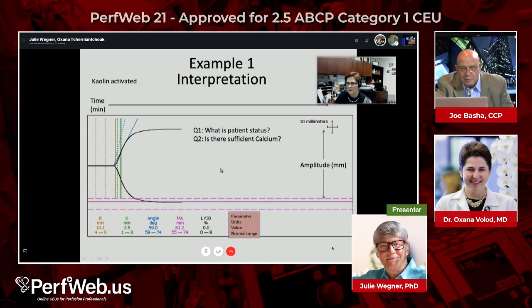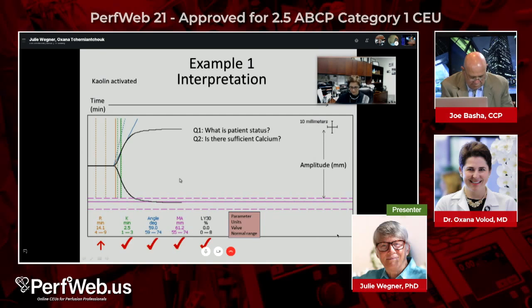Okay, so basically this is, like I said, what is the patient status? Always a good question to ask, is there sufficient calcium for the patient at the patient level? And then, as I said, these are your parameters, the units, your value, and your normal range. So one of the first things you do is look to see which one is out of range. In this case, the R value is out of range. It's greater than 9, which is your upper normal value, but all the rest are normal.